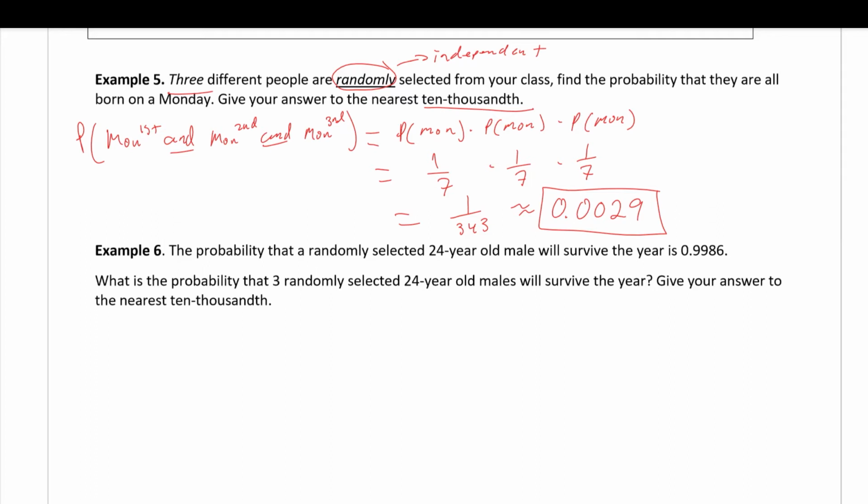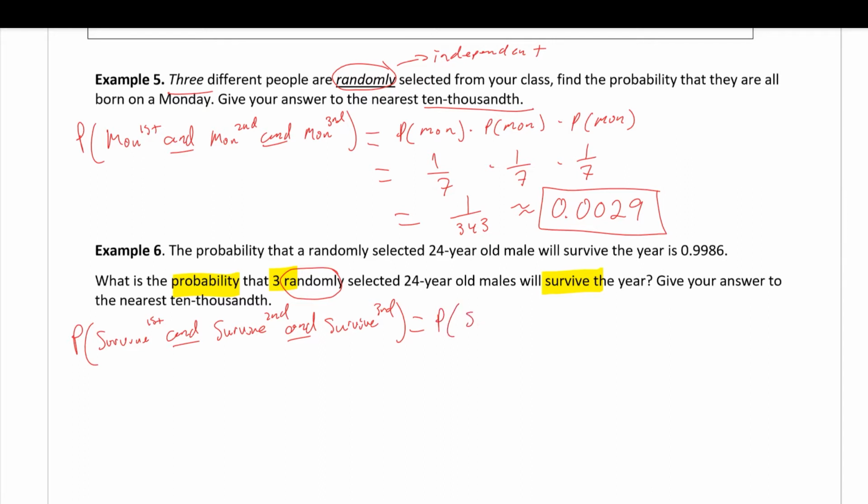All right, so again, the probability that 3 randomly selected 24-year-old males will all survive. That means the first person survives and the second person survives and the third person survives. So again, this is an and probability. Again, we have to ask ourselves, are these independent events? Well, again, here's that word randomly. These 3 people were randomly selected. Independence means that the occurrence of one of these events does not affect the occurrence of the other. So if one person survives, it doesn't affect the survival of the other 2 people, and vice versa. So yeah, these are definitely independent.